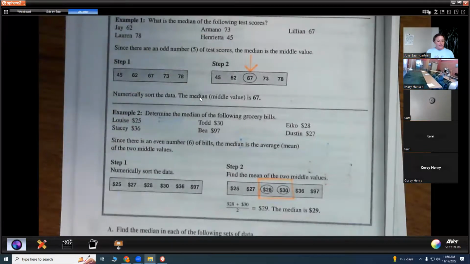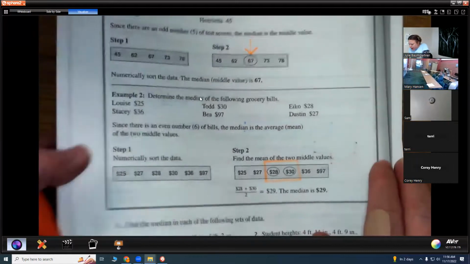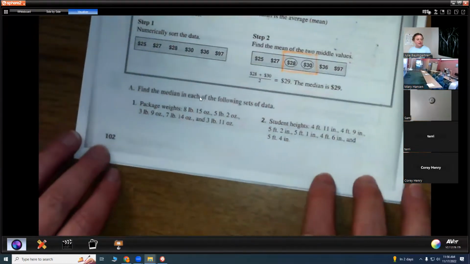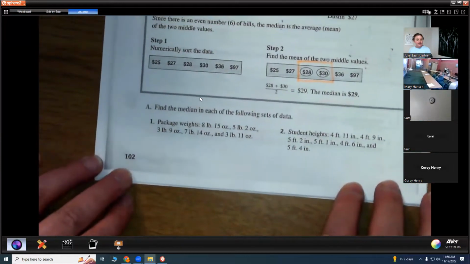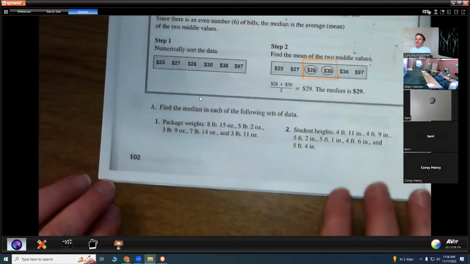We'll go ahead and just try exercise A here at the bottom. Just do 1 and 2 at the bottom, okay? So find the median in each of those data sets, okay?